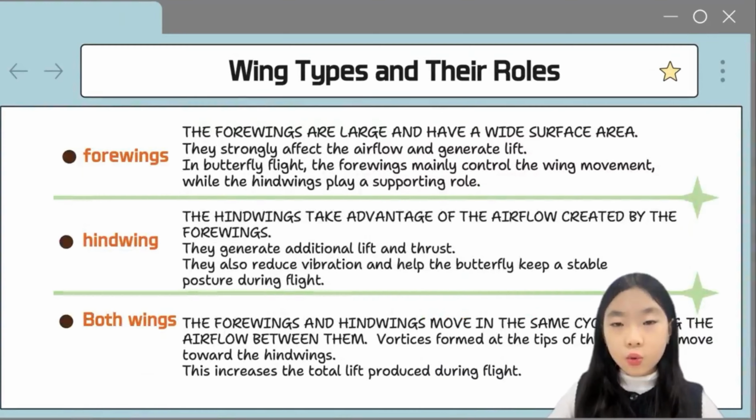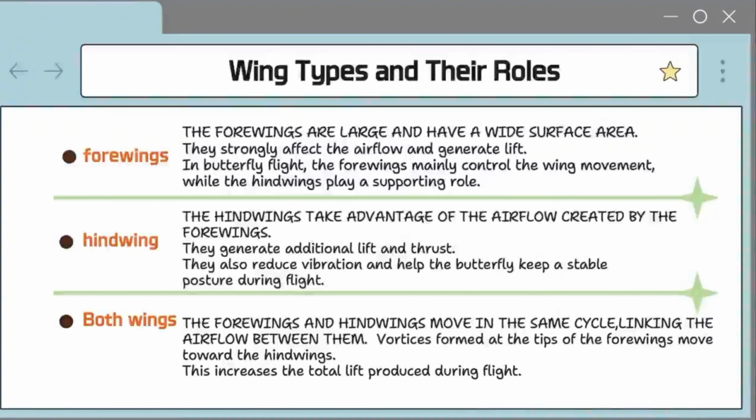Wing types and their roles. Forewings. Their forewings are large and have a wide surface area. They strongly affect the airflow and generate lift. In butterfly flight, the forewings mainly control the wing movement, while the hind wings play a supporting role.